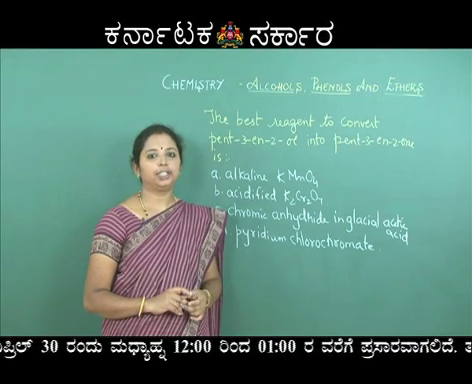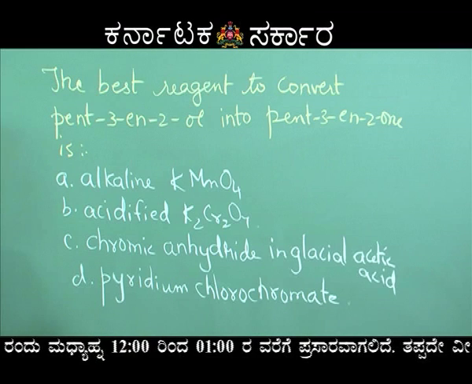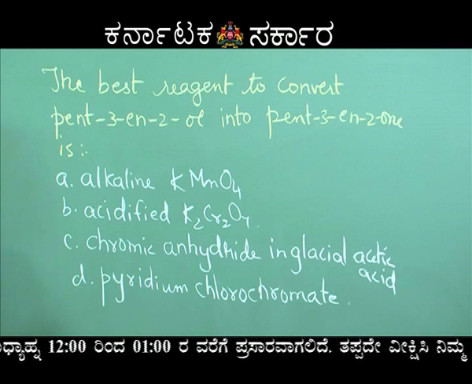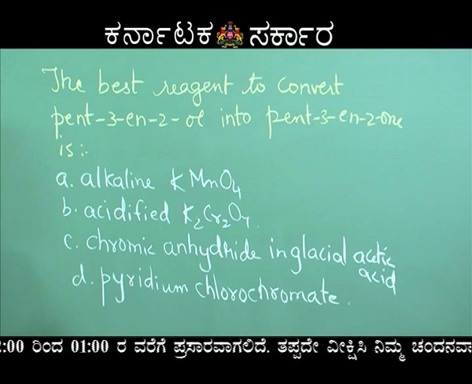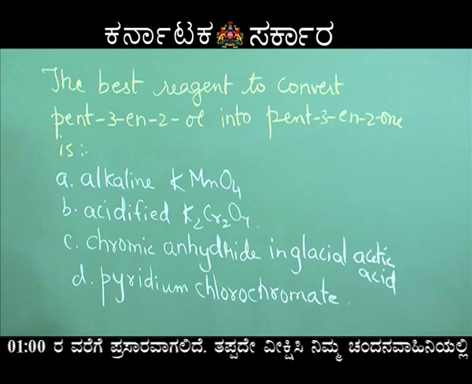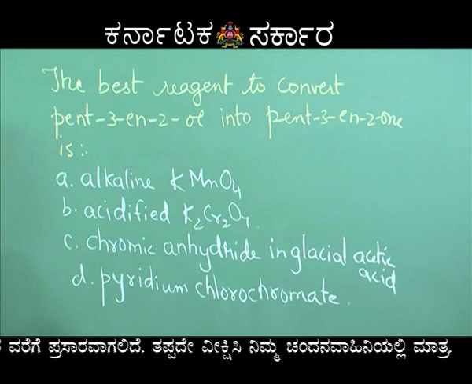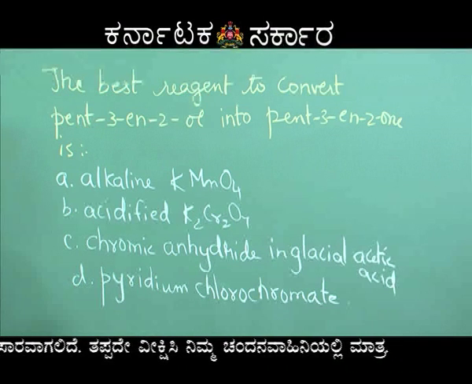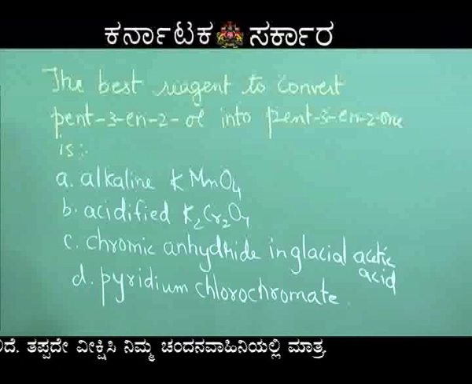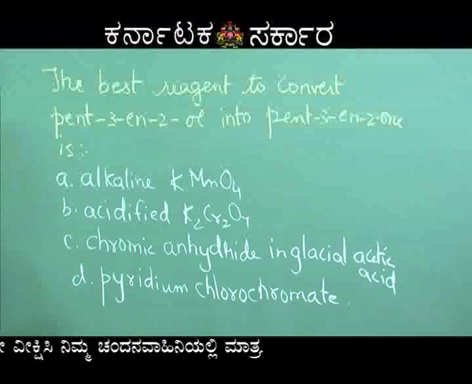Okay, moving on to the next question. The best reagent to convert pent-3-ene-2-ol into pent-3-ene-2-one is. So we have a double bond and an alcoholic group. We have to convert it into a double bond and an one group, the ketonic group. How do we do it? There are 4 different options.